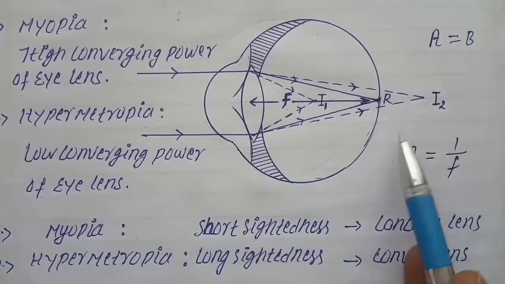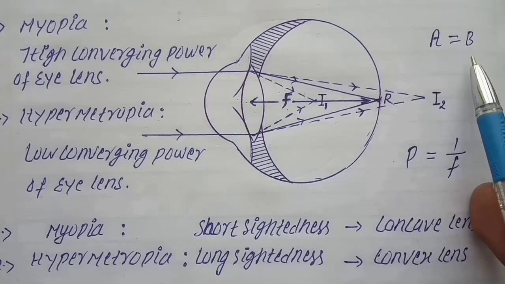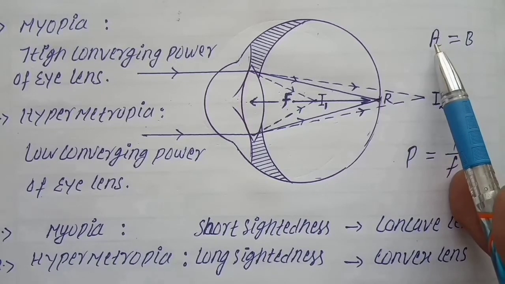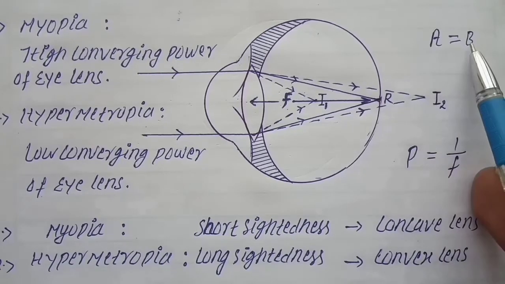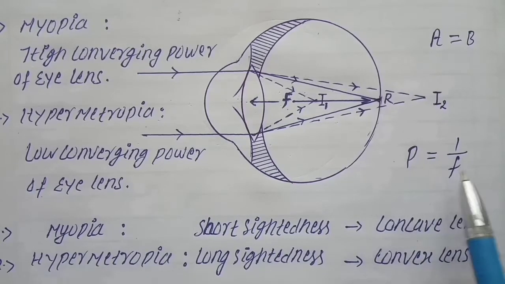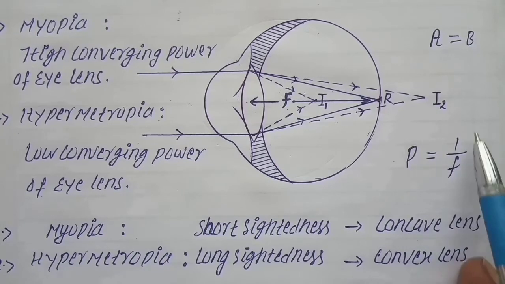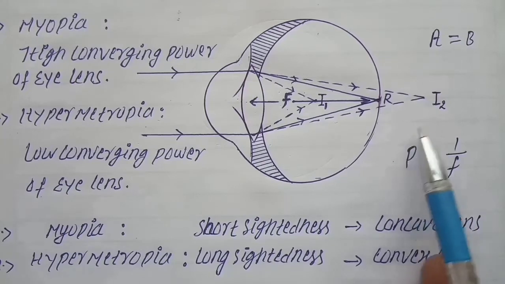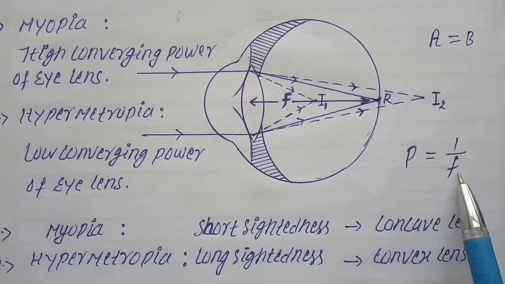So what does this formula indicate here? Let first we take the case of A equal to B. In this case, if B decreases, then A also decreases, and if B increases, then A also increases, because A equal to B. But this case is quite opposite. In this case, if focal length increases, then power decreases, and if focal length decreases, then power increases. We can also say that if power increases, then focal length decreases, and if power decreases, then focal length increases.